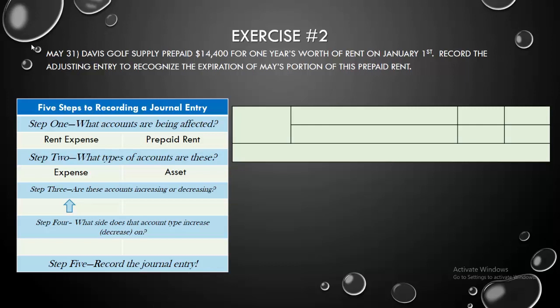Prepaid rent recognizes how much rent we have on the books, which we've already paid for, but we haven't used yet. Well, we just used some of it. May expired, which means that has to be going down. And rent expense, like all expenses, is increasing with a debit. Prepaid rent is an asset going down, and all assets go down with a credit. So we know how to set up our journal entry. It's going to start with that debit to rent expense.